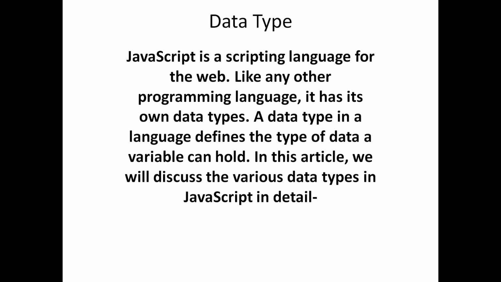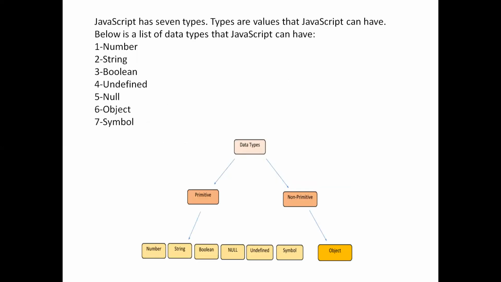In this article we will discuss the various data types in JavaScript in detail. JavaScript has seven types. Types are the values that JavaScript can have. Below is the list of data types: number, string, boolean, undefined, null, object, and symbol.